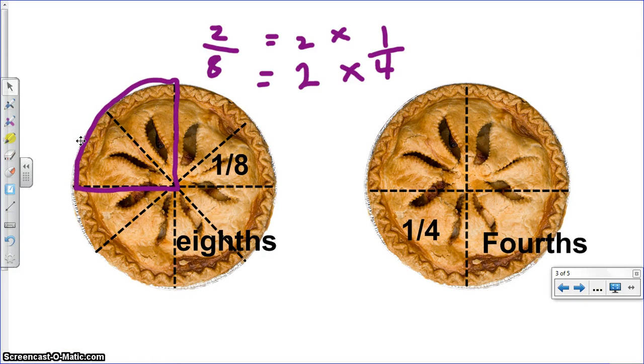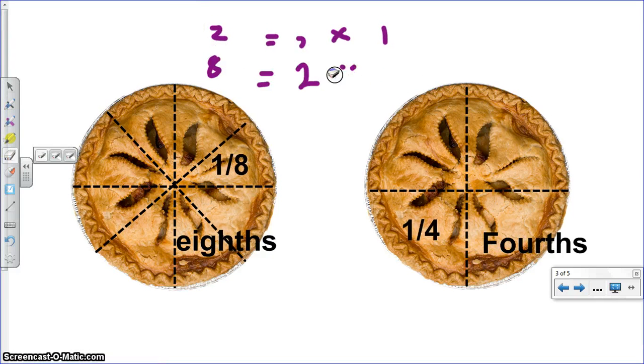And you can see how they fit, and they are a perfect match. 2/8 is the same as 1/4. Okay, now let's go ahead and delete this. Now I'm going to show you the same example using something that will not be equivalent.